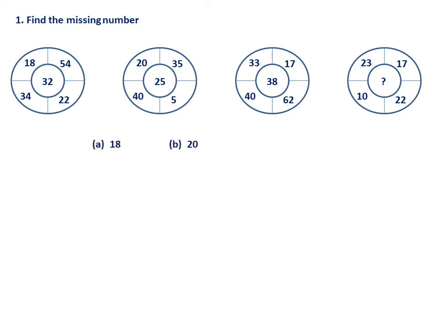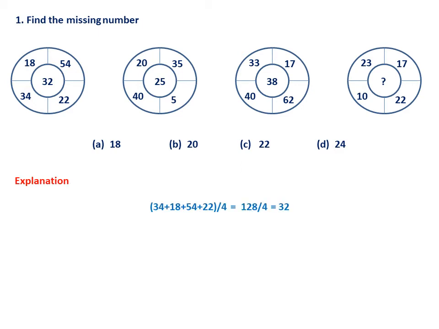Options, of course, this is a question, therefore I have written the options also. 18, 20, 22, 24. Now look here, just by looking at the options you cannot guess anything. So what is very important is you have to see what is the relationship between the 4 numbers outside and 1 number inside. So that is very important. Now let me show you the reason.